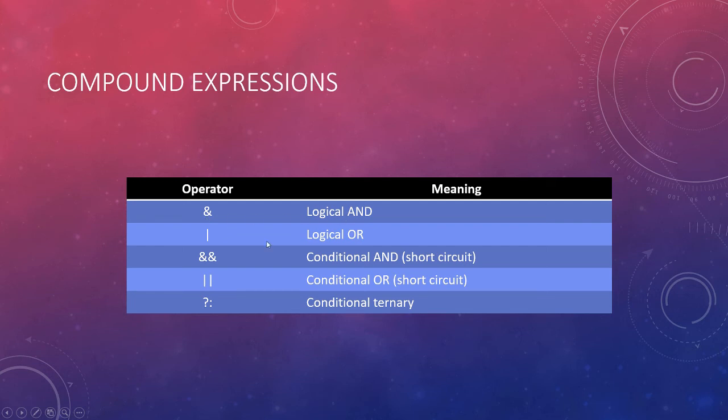Now a logical and a logical or will cause the processor to evaluate both sides of the condition. We'll see what I mean here in a minute. And a conditional will allow a short circuit. Our last operators, of course, are the question mark and colon from our conditional ternary.